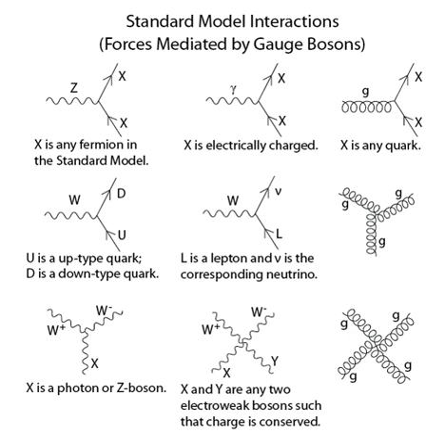W^a_μν, where a equals 1, 2, 3, and B_μν are the field strength tensors for the weak isospin and weak hypercharge fields.